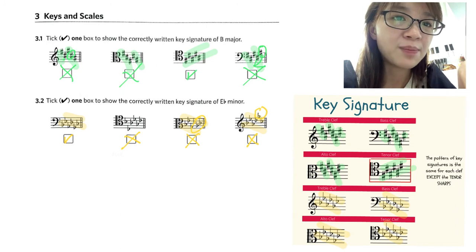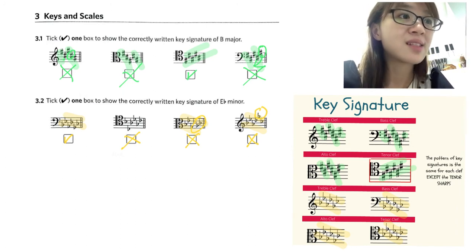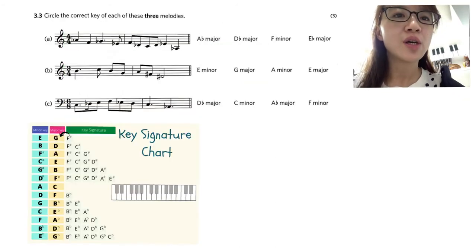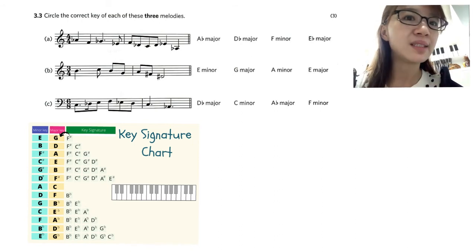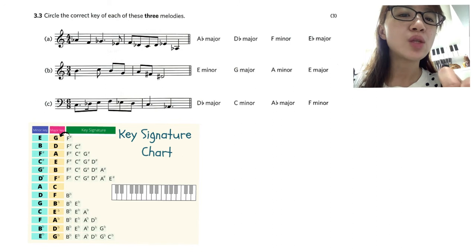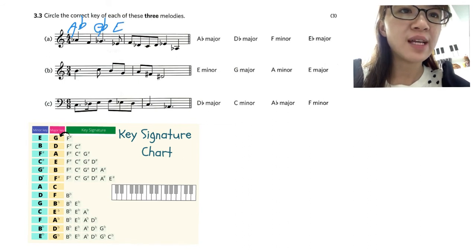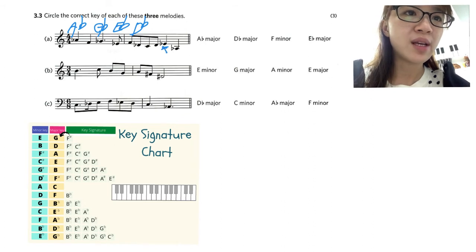Space, line, space, line, to help you check the answer correctly. For this question, students are required to circle the correct keys according to the accidentals in the melodies. So what we can do is write down those accidentals. Treble clef: this is A flat, G flat, E flat, D flat, E flat, a repeated one, so you don't have to write it. And this is A flat, a repeated one.